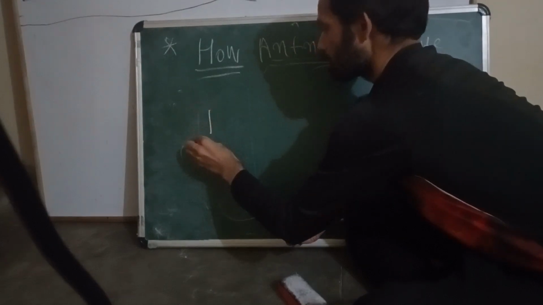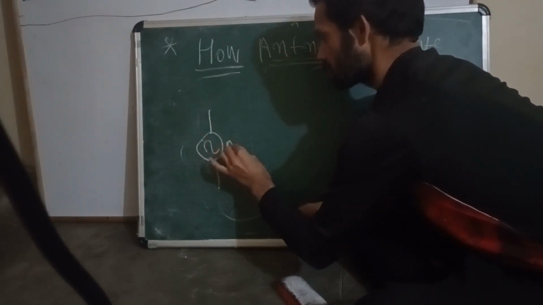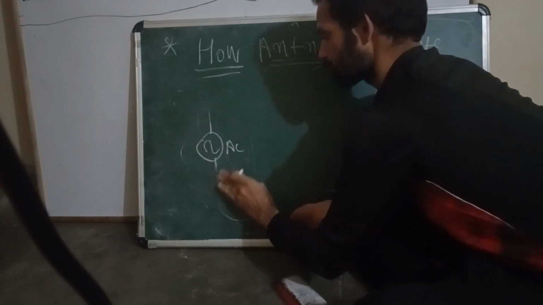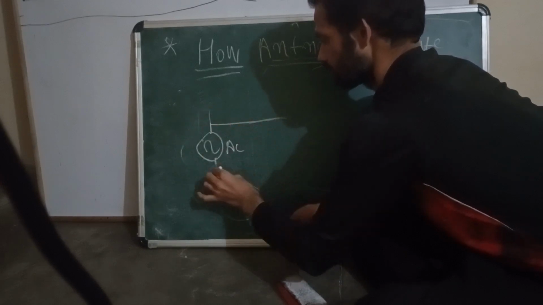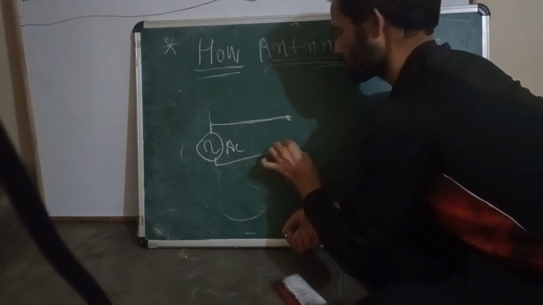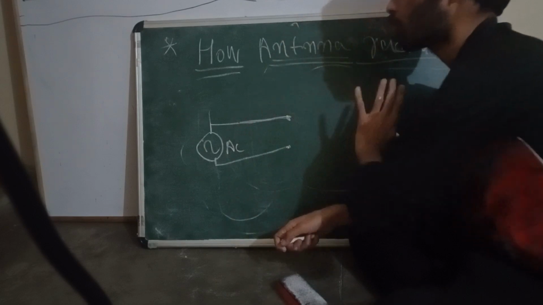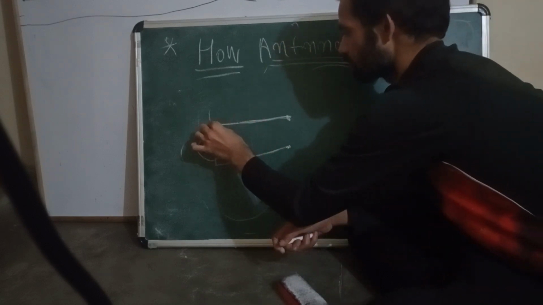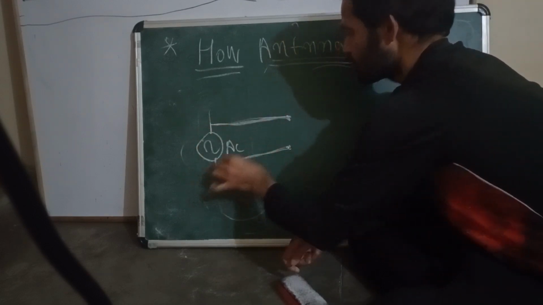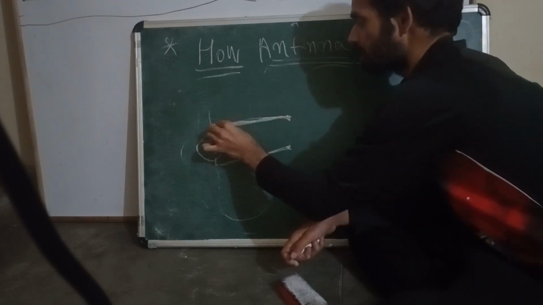See, I have applied AC supply here. Let us make this somewhat smaller. So does this conductor radiate? No, not at all. Why? Because see here, if you see, this is open. So this is like my transmission line.